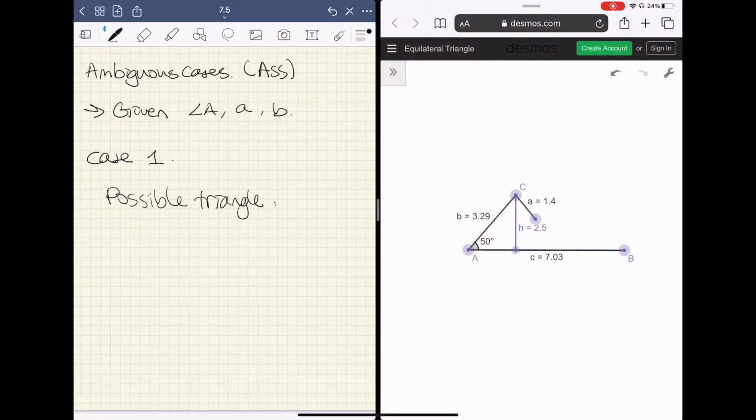Now let's talk about ambiguous cases. That is when you are given an ASS triangle. So there are 6 cases. We are going to analyze them one by one.